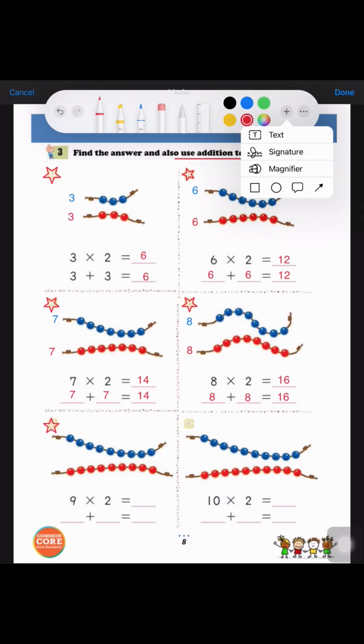Next question, there are 9 beads in each bracelet, so 9 times 2 equals 18, or you can use additions, 9 plus 9 equals 18. For the last question, please try to finish by yourself at home for your practice.